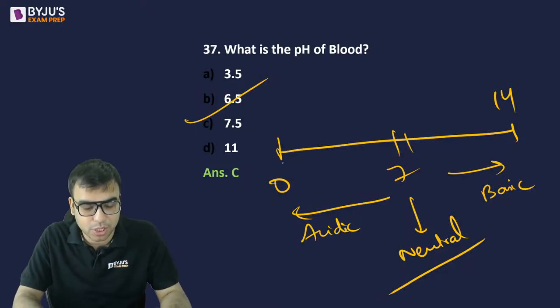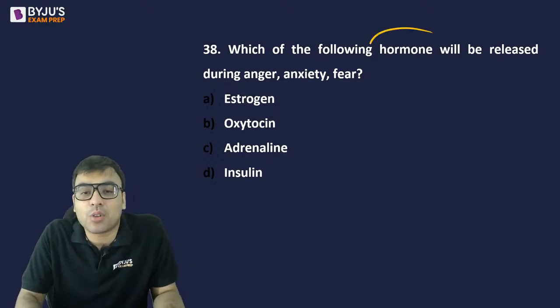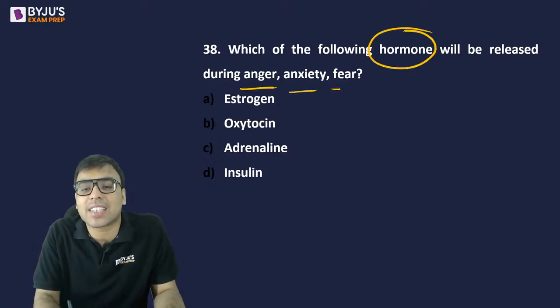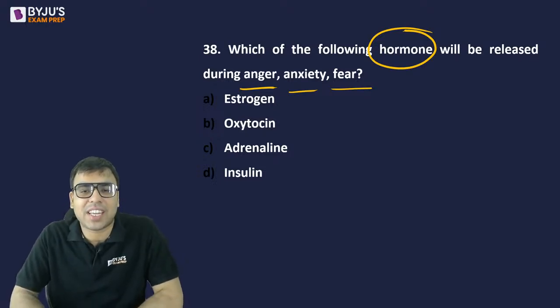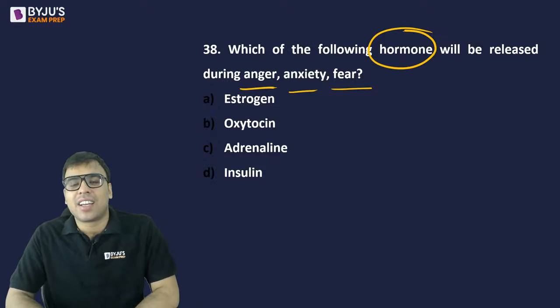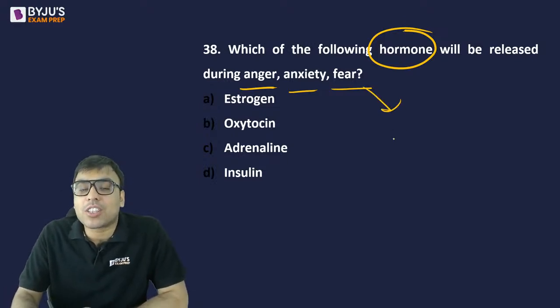Yes, Yashi Mohan Saxena, you are right. The next is question number 38. Which of the following hormones will be released during anger, anxiety, and fear? This I was seeing in some previous year question or some exam where this was asked. एंगर, एंग्जाइटी और फियर, जब आप ये सब में हो तो इसमें क्या होता है, जनरली हार्ट बीट कभी कभी तेज चलता है.